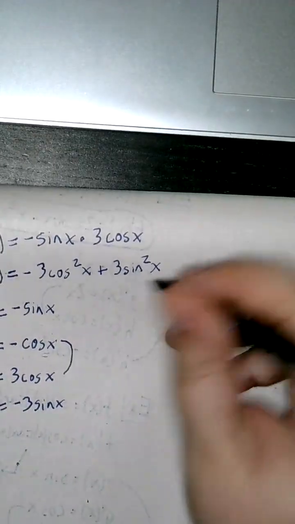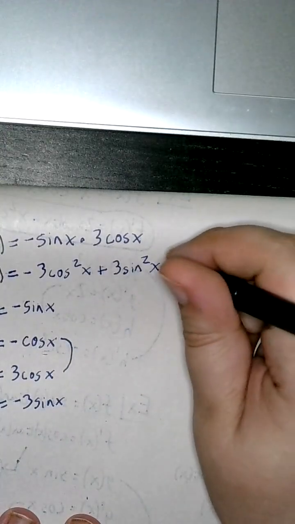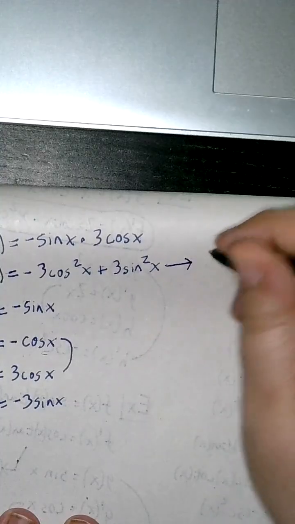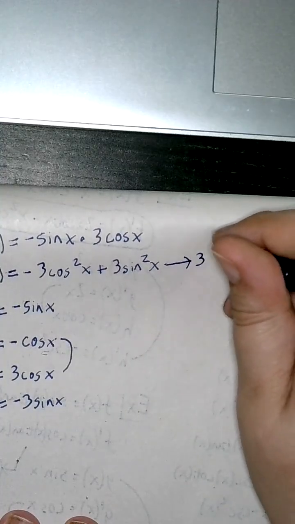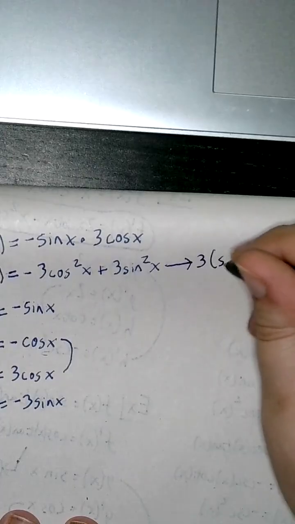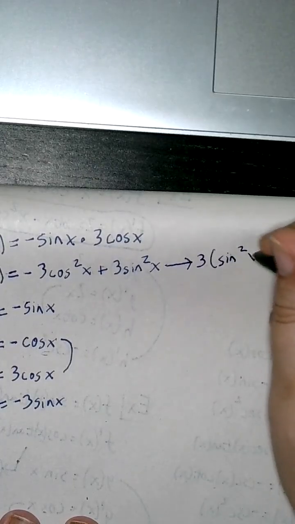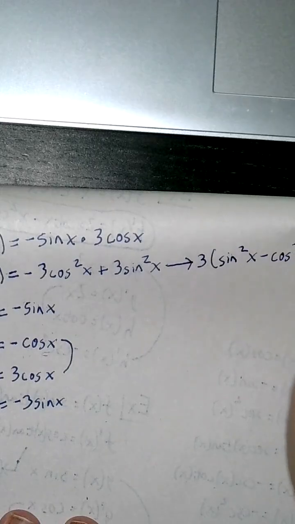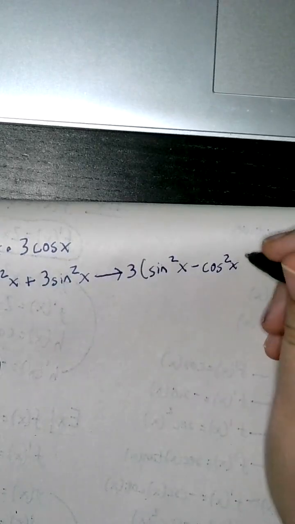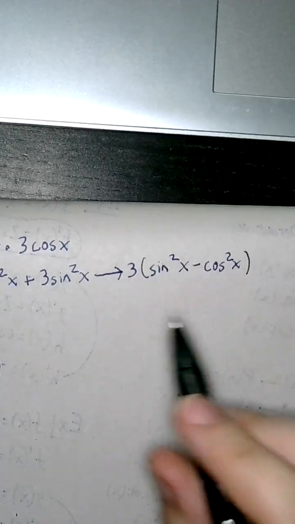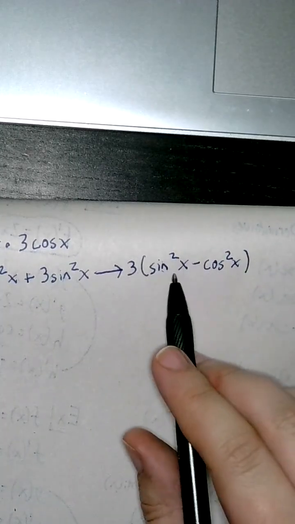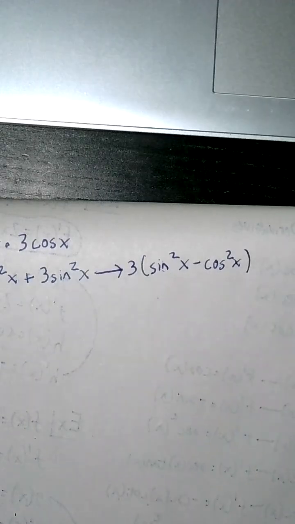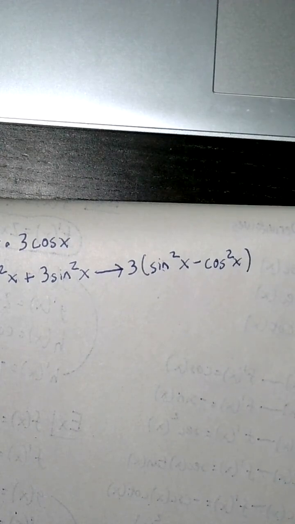So what I can do from here is I'll go ahead and factor out a 3. This would be sine squared minus cosine squared. Now I know that sine squared plus cosine squared is 1. I forget if there's a rule about sine squared minus cosine squared. I don't think there is.